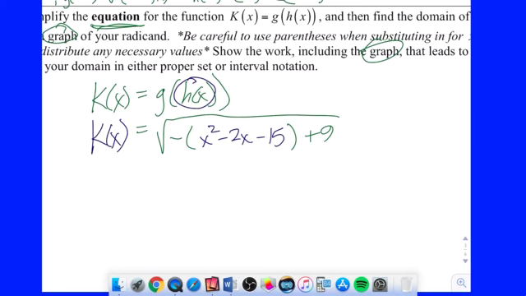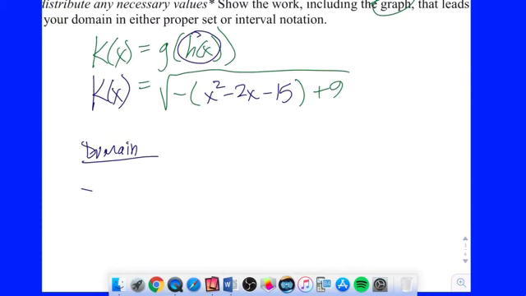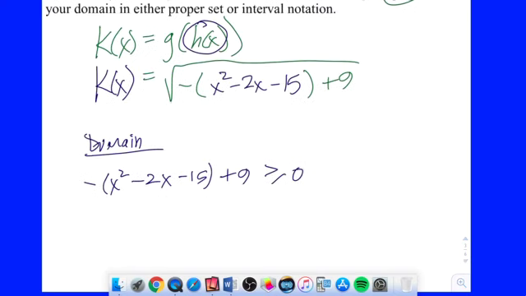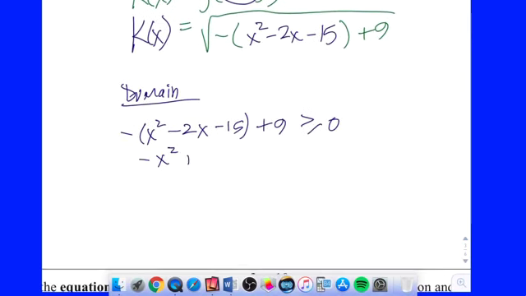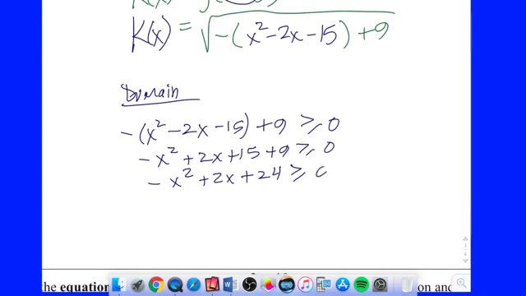All right, so now let's find the domain, okay? I told y'all to not simplify first, so you could go ahead and just say this entire thing here, plus 9 has to be greater than or equal to 0. Well, let's distribute. Negative x squared plus 2x plus 15 plus 9 has to be greater than or equal to 0. So that's negative x squared plus 2x, which gives you plus 24 has to be greater than or equal to 0. All right, that's a quadratic inequality, which means we have to solve it how?